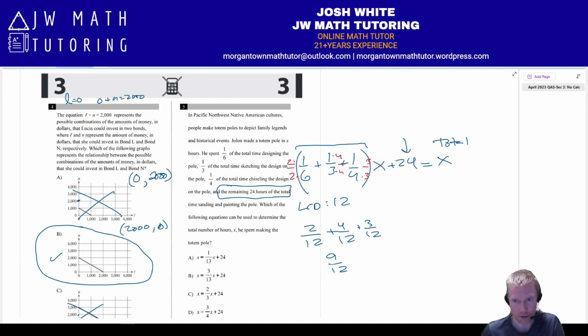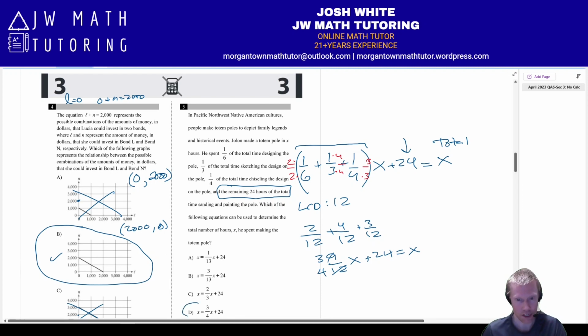So that's basically the part inside the parentheses. And then we have the 24 that's added on at the end. And of course, that's still equal to X. Now, if you look at what I have written here, notice it doesn't quite match the answer choices. That's because 9 over 12 is just reduced to 3 over 4, because there's a common factor of 3. So 9 divided by 3 is 3. 12 divided by 3 is 4. So 3/4 X plus 24 equals X.